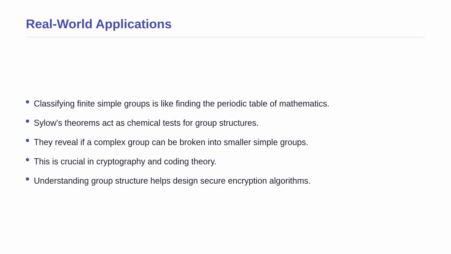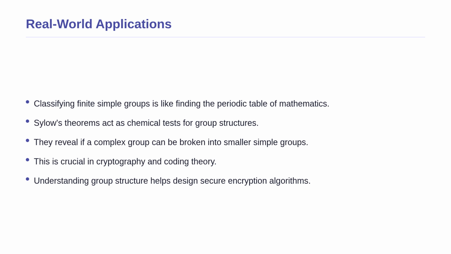Now that we have seen the math and the visuals, you might wonder why this matters in the real world. Classifying finite simple groups is monumental. It is literally like finding the periodic table of elements for mathematics. Sylow's theorems act as the chemical tests that tell us whether a complex molecule, a group, can be broken down into smaller atoms, which are the simple groups.